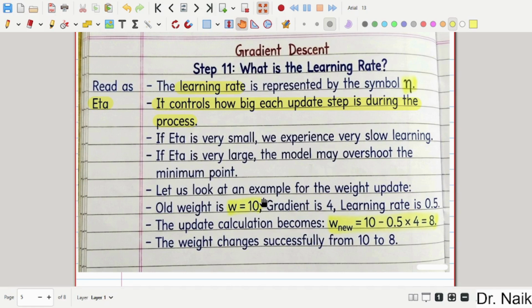Let us look at an example for the weight update. Old weight is 10, its gradient is 4 and learning rate is 0.5. Then we will calculate the updated weight as W new is equal to 10 minus 0.5 multiplied by 4. This will give us 8. So the weight changes successfully from 10 to 8.